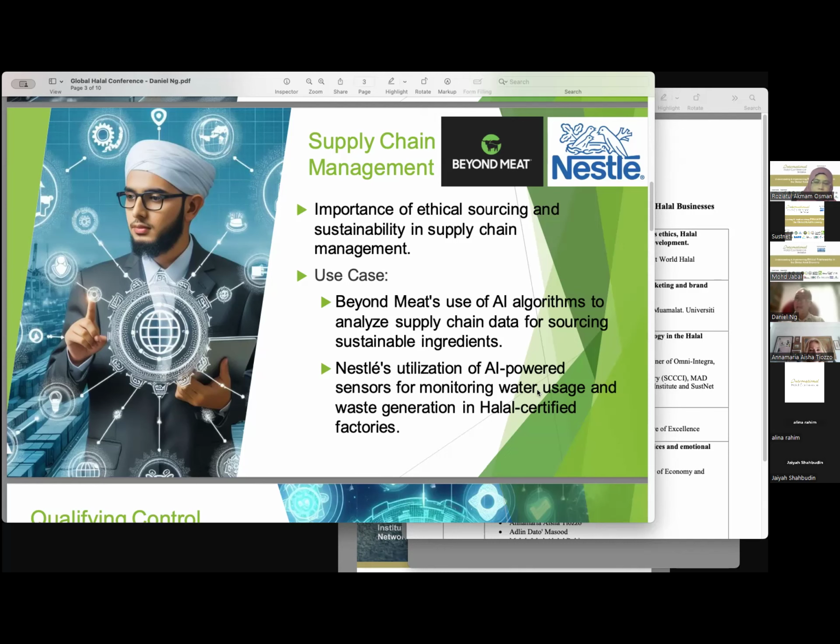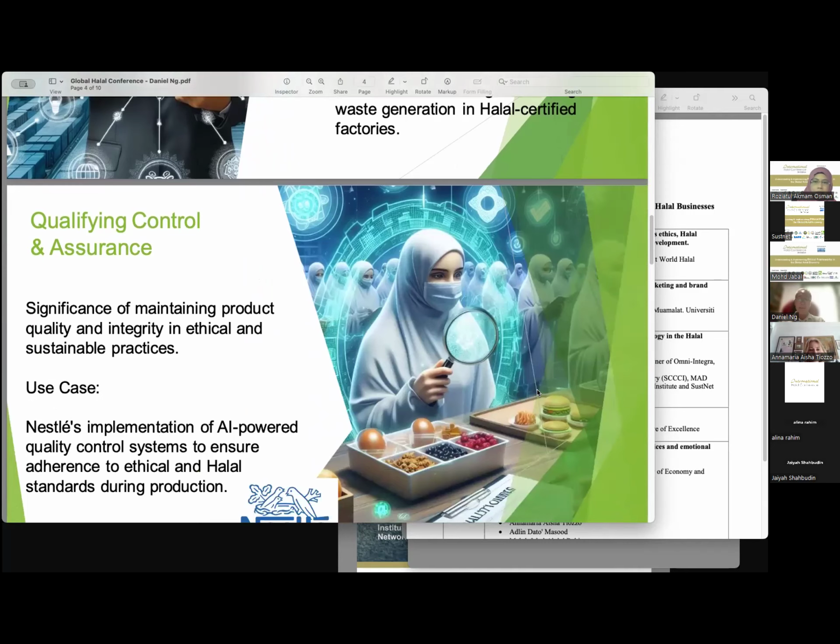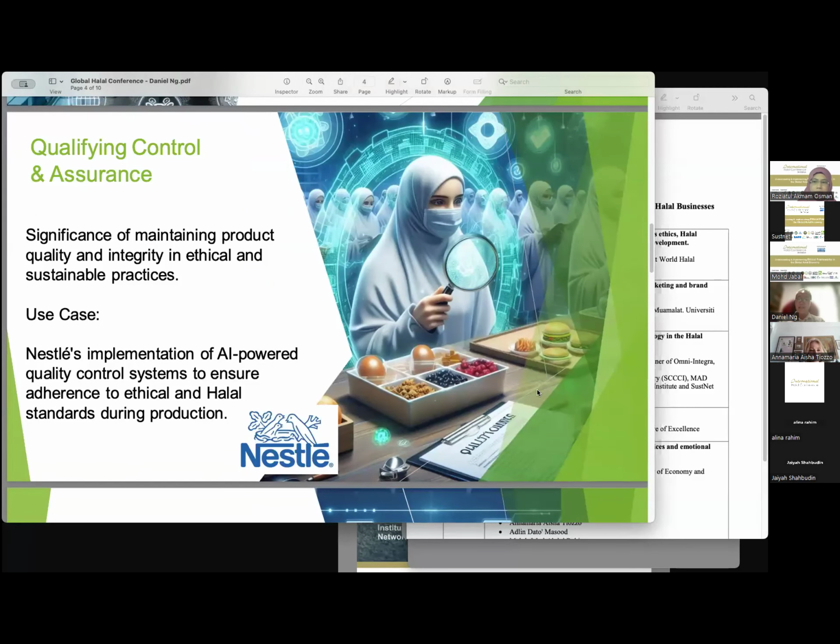Additionally, the other company that uses this is Nestle. It employs AI-powered sensors to monitor water usage and waste generation in its halal-certified factories, demonstrating a commitment to sustainability and consumer trust. Nestle uses AI-powered sensors and IoT devices installed in its factory to collect real-time data on water usage and so forth. So that's one area, which is supply chain management.